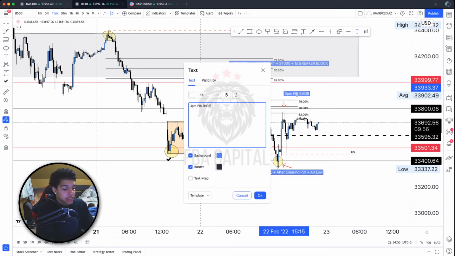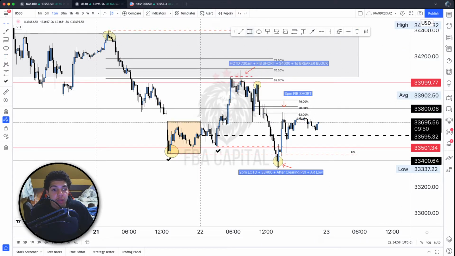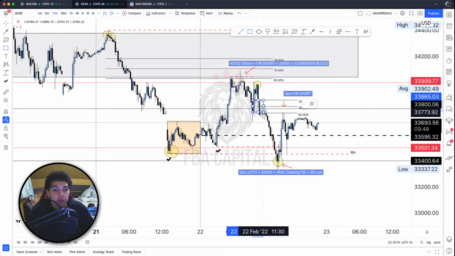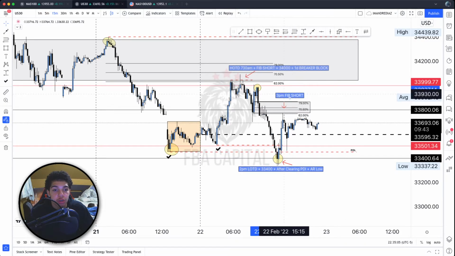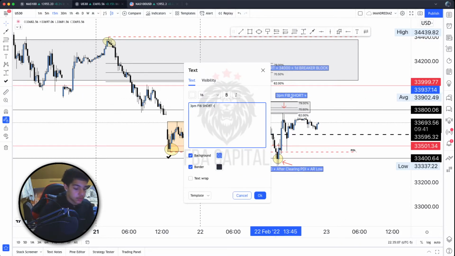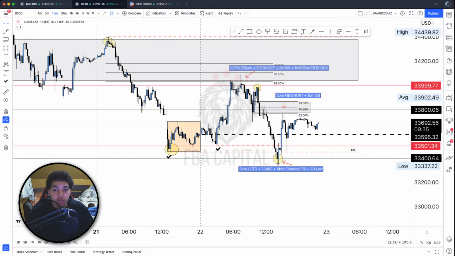Now, even though we didn't tap into 33,800, which would have been an ideal scenario if we would have tapped into that 70.50%, we also tapped into this breaker block right here. So we had a little breaker block in here. So we have two breaker block plays that you potentially could have caught: the fib short plus that 15-minute breaker block. And then from here, you could have caught this move to the downside, traded it back to 33,500, and then from here, price retraced into it and kept going higher.